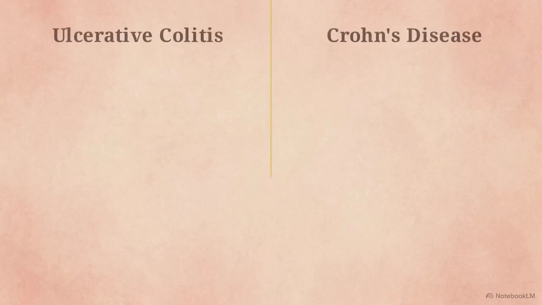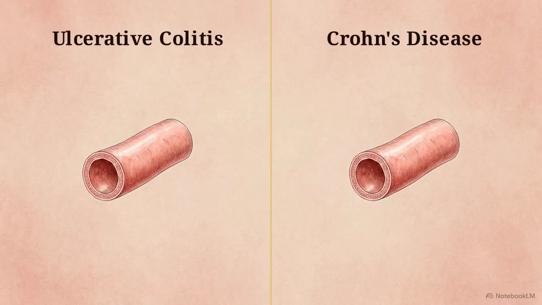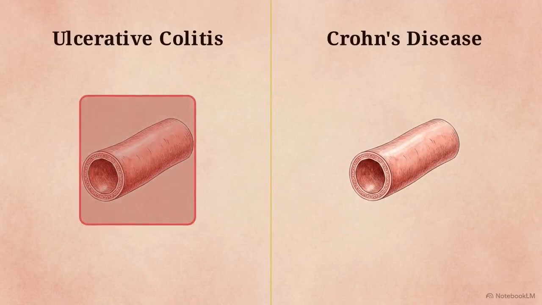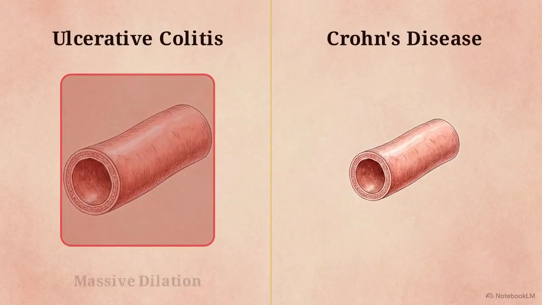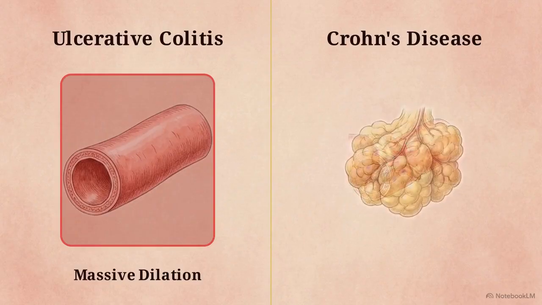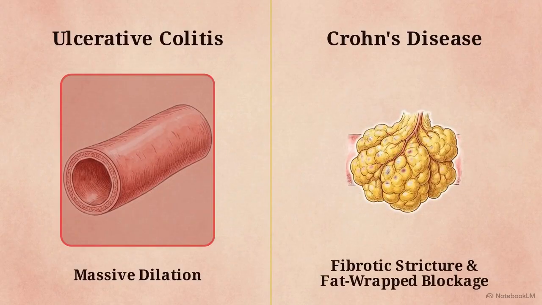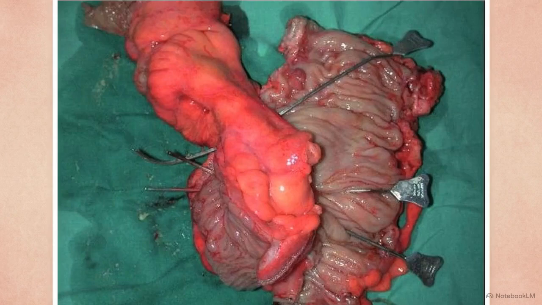These macroscopic pathologies dictate their respective mechanical failures. Ulcerative colitis results in a rigid, continuously inflamed tube prone to massive dilation. Crohn's disease results in focal fibrotic strictures and fat-wrapped blockages. Because Crohn's disease physically breaches the full thickness of the bowel wall, it frequently presents with complex penetrating complications.